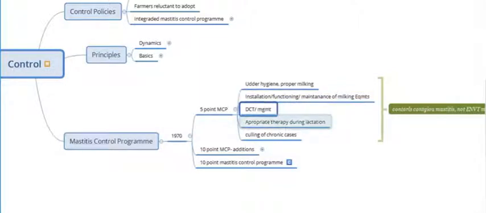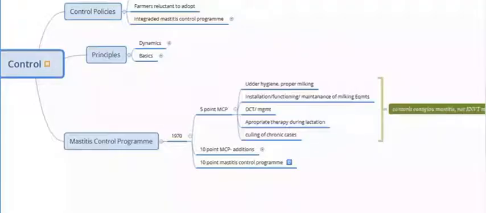Now this had a very good impact in the dairy industry of European and American countries, but as you can see, this focuses on hygiene, dry cow therapy and culling of chronic cases. So it focuses primarily on contagious mastitis but not environmental mastitis. What they could see was that even though their rate of clinical mastitis and contagious mastitis was coming down, there was no improvement with regard to environmental mastitis.